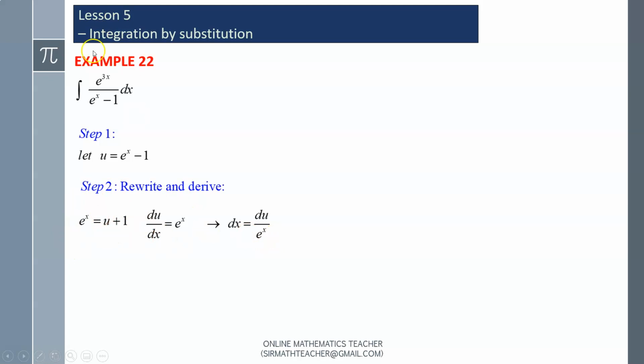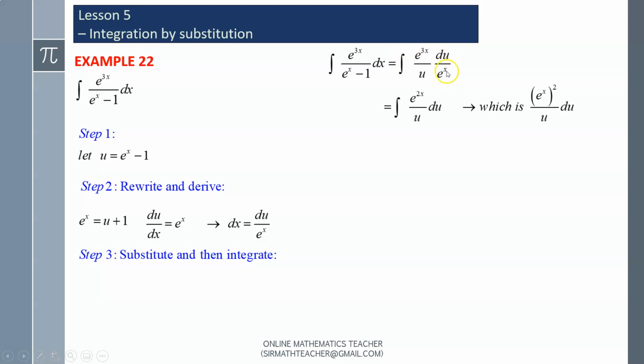We have expressions for all this to rewrite. So you've got e to the 3x, dx changed to du on e to the x, and e to the x take 1 was rewritten as u. Here you can cancel out e to the 3x divided by e to the x is e to the 2x.